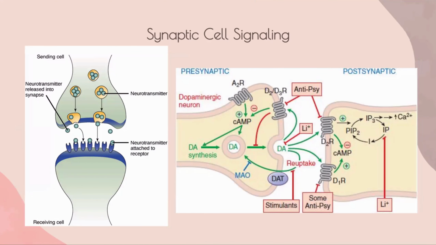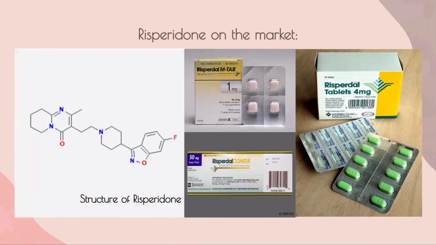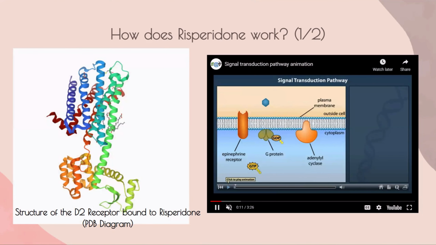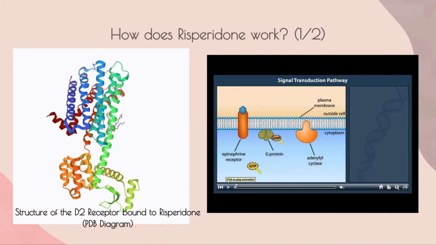Neurotransmitters are passed between neurons to transmit signals between these neurons. The diagram on the right illustrates cell signaling for dopamine receptors. Risperidone is commercially known as Risperdal. This is the structure of the D2 receptor. The top part is where the risperidone and dopamine would bind, which is located outside the cell, and the bottom part is inside the cell.